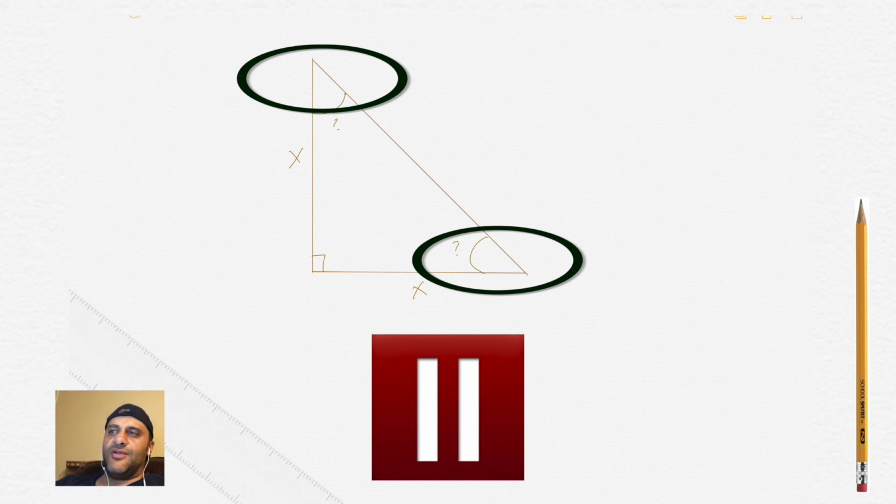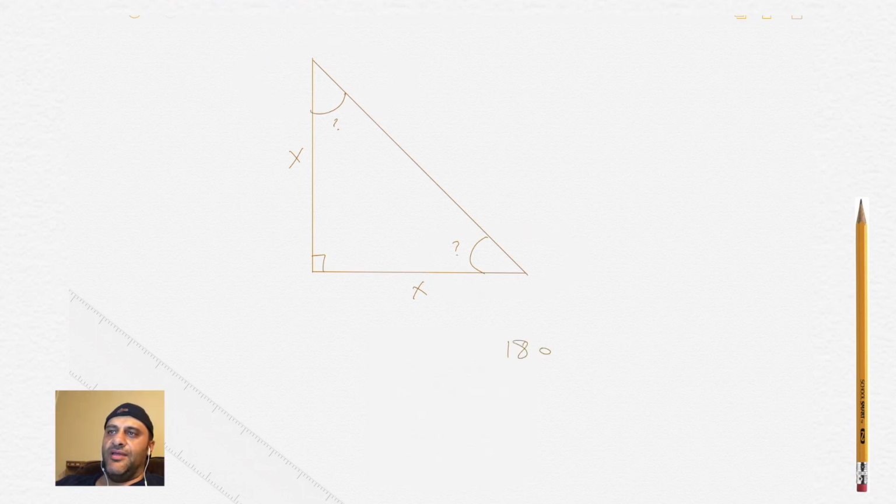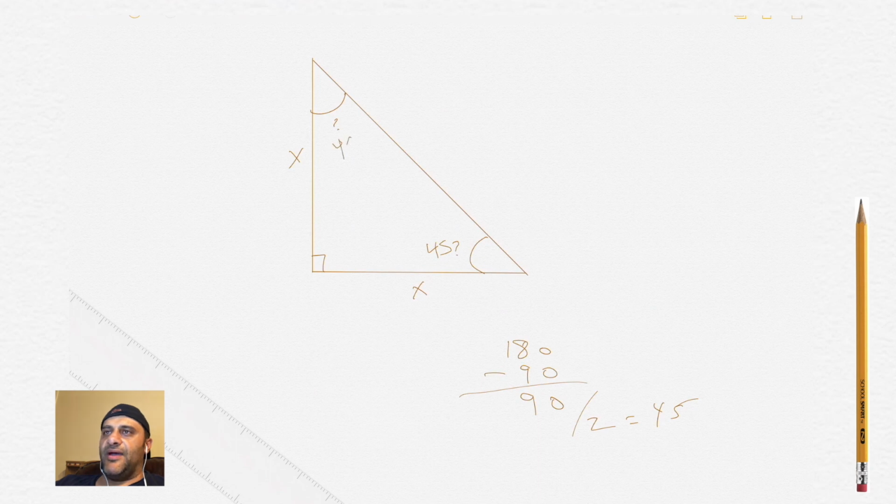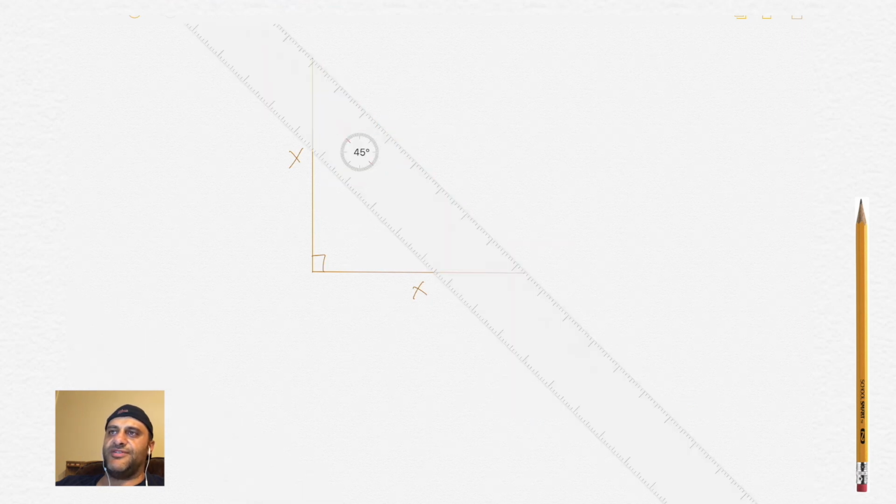Okay, those two angles. All three angles have to equal 180. The right angle is 90. So then we have 90 degrees left between those other two angles, and they have to be equal because they are opposite sides that are equal. So they have to be equal, those two angles. And if they're 90 and they're equal, then you divide by 2, and that's 45. So those two angles have to be 45 degrees each.